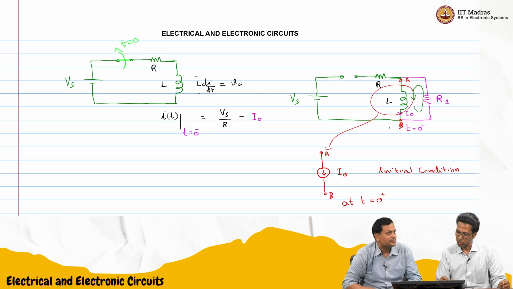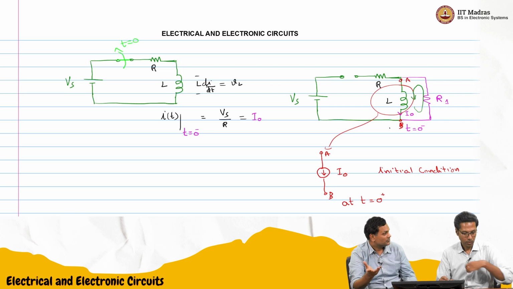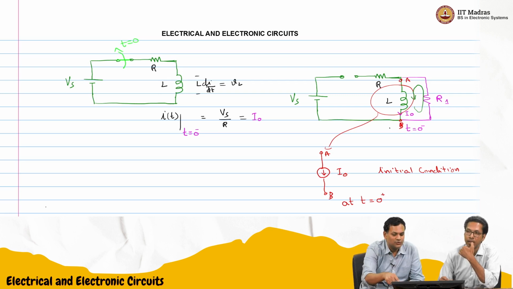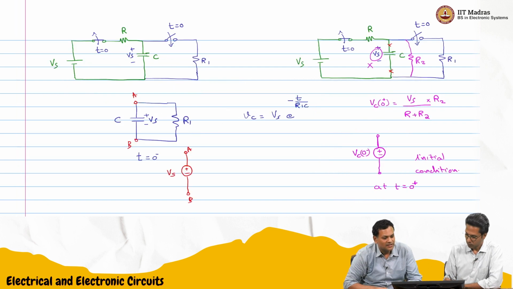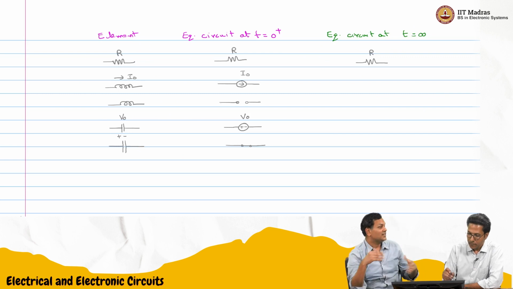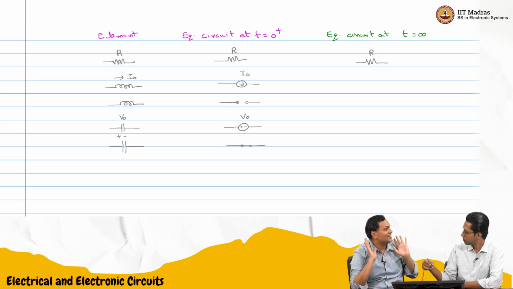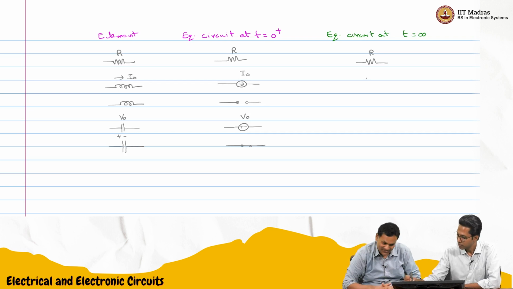So how will I represent this? We don't want that current coming out. If you go to the equivalent circuit for t equal to 0 plus, we show that it's a current source. But we don't want this current to affect the rest of the circuit. So it should circulate inside. You have to give some path, a bypass.